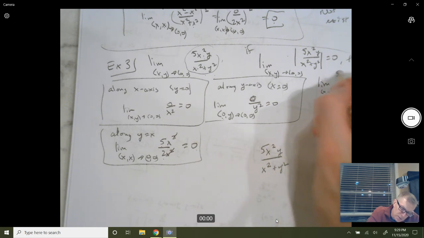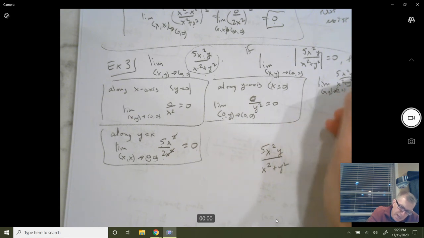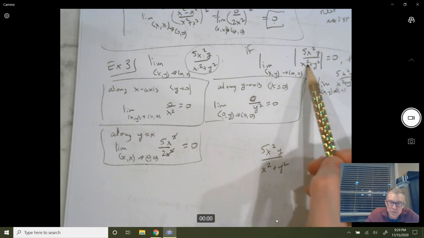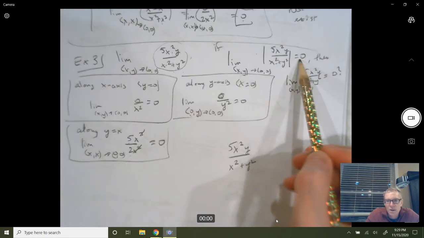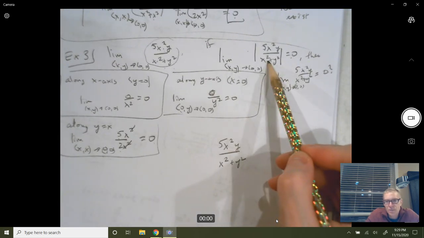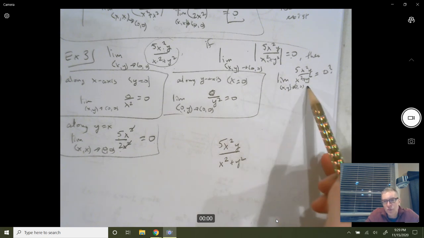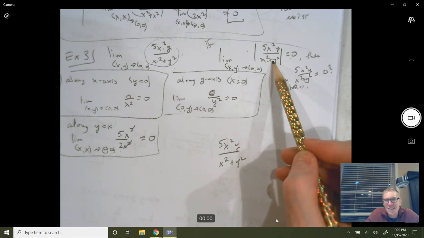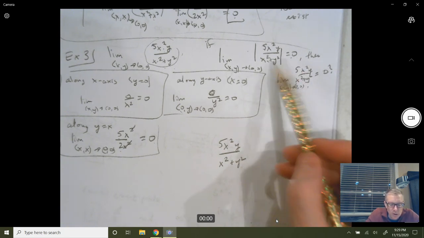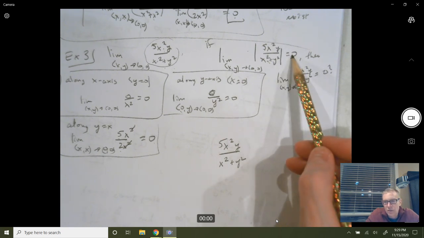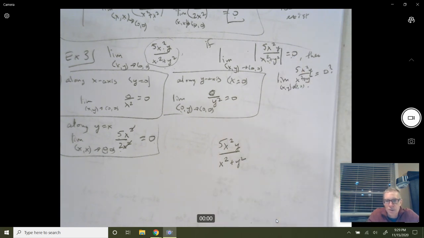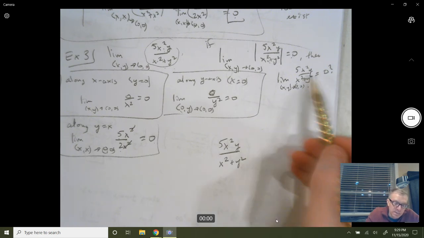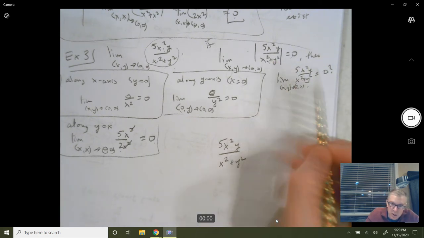Of 5x squared y over x squared plus y squared equals 0. And yes, we can. If the absolute value of our function is approaching 0, then the function itself would also have to approach 0. Because absolute values just make your quantity positive if it was negative, and when you're approaching 0, it doesn't really matter because you're still approaching something infinitely close to 0 from either side. So if this approaches 0, then this would also approach 0.